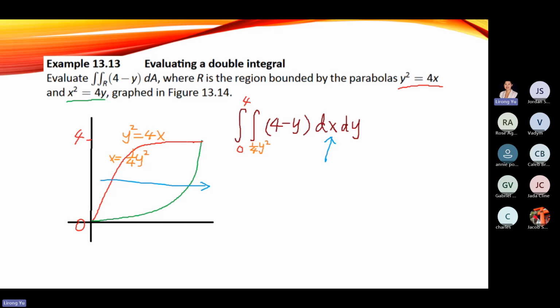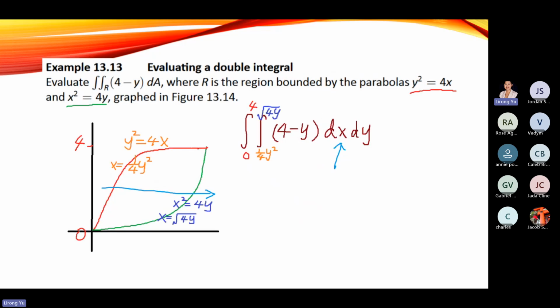Now the upper boundary for the x value: you start with x squared equal to 4y. And then we have to solve for the x value. We have to take square root of both sides of the equation. There we have our x value. That will be the upper boundary. So after determining the lower boundary and the upper boundary, now it's calculation time.